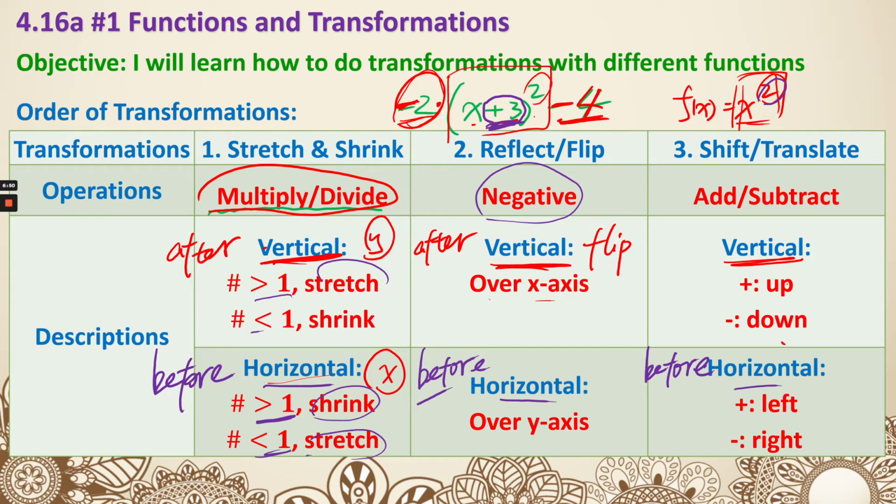And in this case, we don't have anything being multiplied with x inside the square, so there's no stretch or shrinking happening. Also, there's no negative sign right before the x, so there's no flipping. But we do have this plus 3, and again, that is add 3 first, then square, so that is before the function, which means it's horizontal. And if it's a plus, it actually means moving to the left. If it's minus, it means moving to the right. So this case is plus, so it got moved to the left by 3.